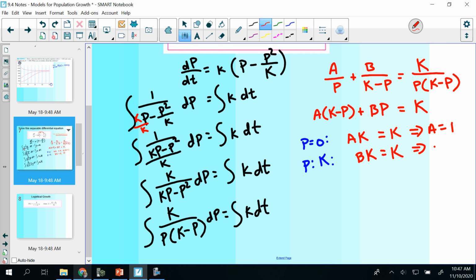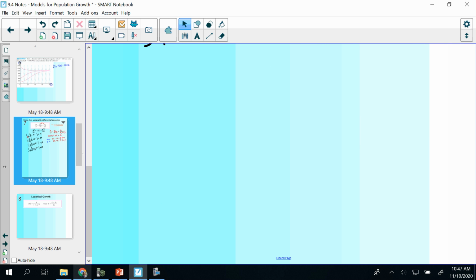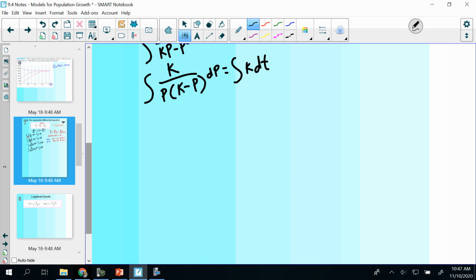Dividing by k again, looks like b is also 1 in this one. So now we can rewrite our integral over here in order to make this solving easier. By putting in our values here, we should get 2 parts to this. Our a was 1, so this is going to end up being 1 over p. And our b was also 1, so 1 over capital K minus p dp.